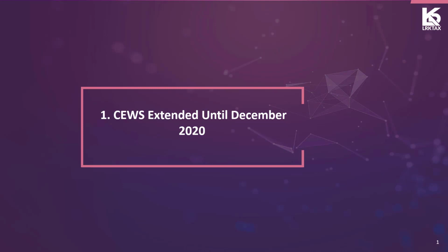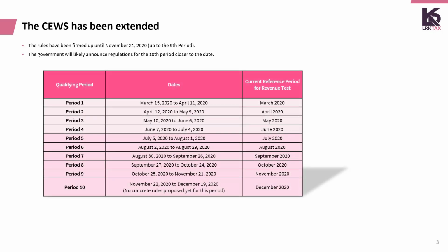So 1, the CEWS has been extended until December of 2020. Here is a summary table of the relevant qualifying periods, the dates, and the current reference period. When you go online and look at CRA's website and they refer to period 1, 2, 3, 5, 6, 7, 10, this is what they're referring to. With the original CEWS, there were only a total of 4 periods. Now, with the new legislation, there are a total of 10 periods. So when they're referring to period 1, they're referring to this date range and this particular month that they'll be looking for revenue decline in.